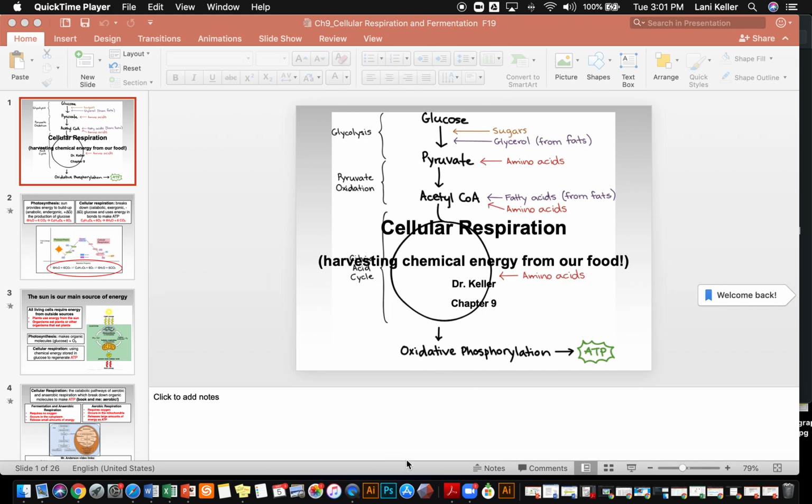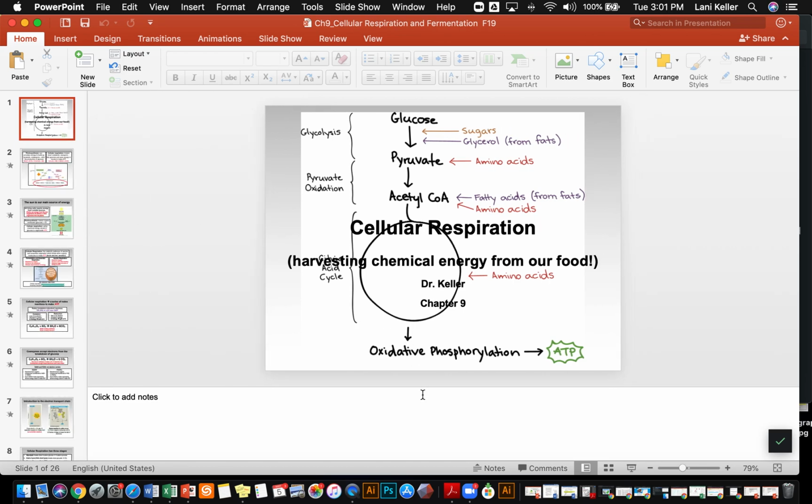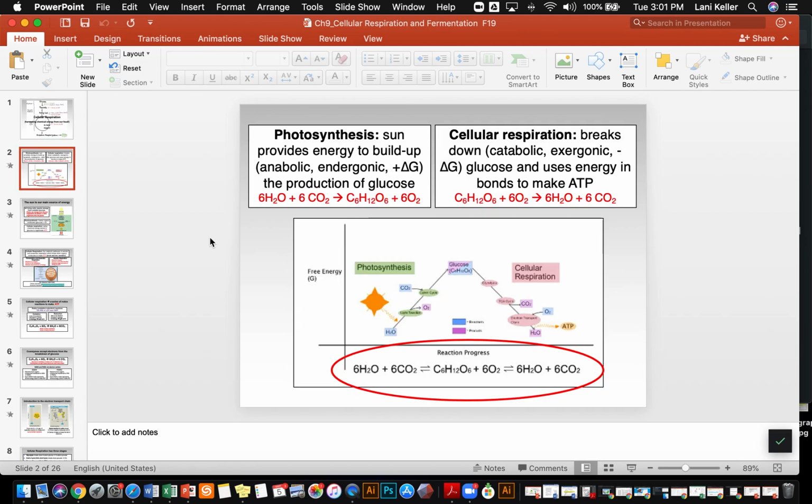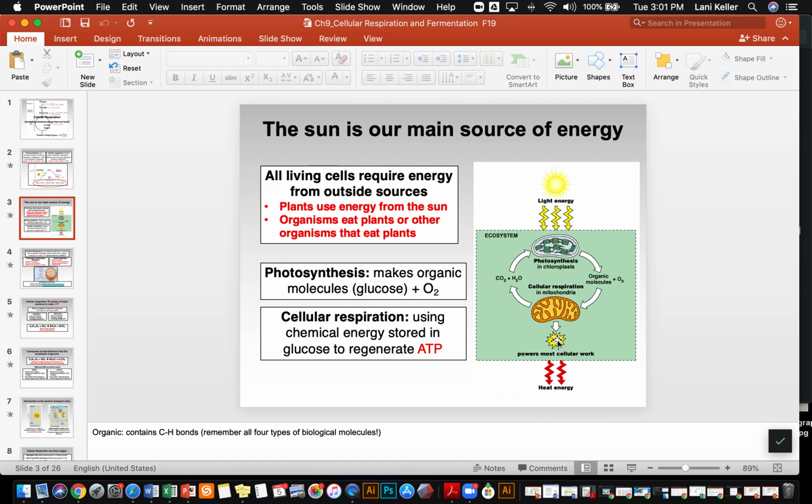Okay, here we are going to do a quick review of cellular respiration. My slides are not great on this because you made your trifold, which was the most important part of this, right? So again, photosynthesis is the building up of glucose. We are really focusing here on cellular respiration, which is the breakdown of glucose to form ATP.